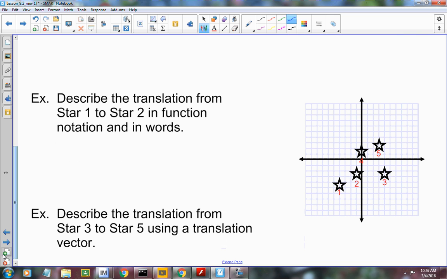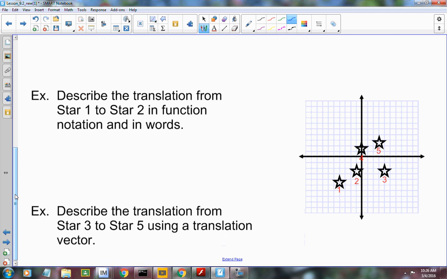All right, now we're going to work backwards. We're going to see a translation, and we're going to come up with the function notation or the translation vector. So it says describe the translation from star 1 to star 2 in function notation and in words. So let's do it in words first. Now when we do this, we're wanting to go from star 1 to star 2, but we want to translate the same point on both, all right? So let's say we pick the top of star 1, and we want to figure out what we have to do to get to this top of star 2, all right?